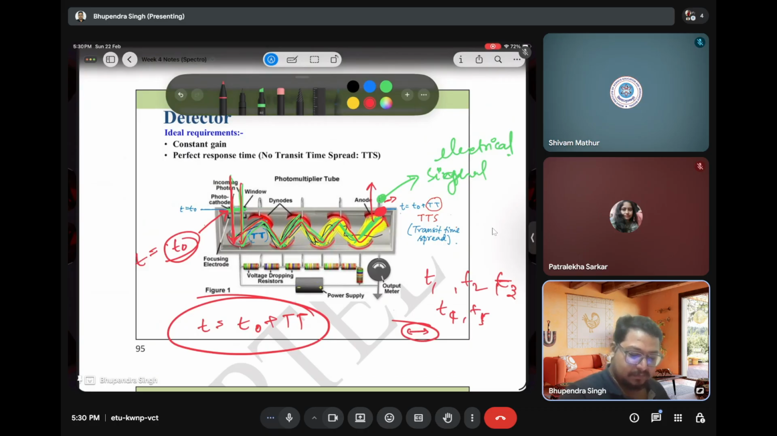But if we try to make this transit time spread 0, it is impossible. There is no detector in this world that has no transit time spread. All of the detectors have transit time spread. Anyway, the efficiency is of course a requirement for an ideal detector, and what else is required for this ideal detector? The constant gain.